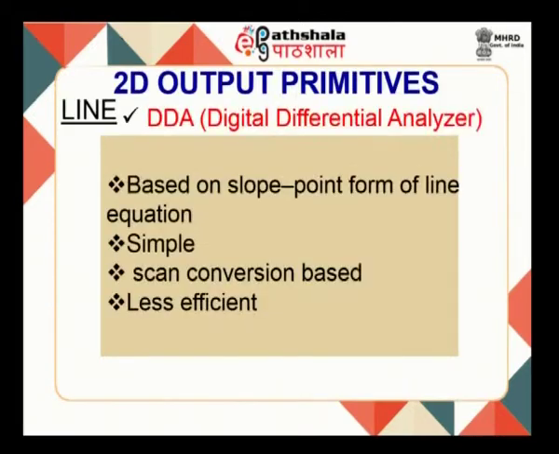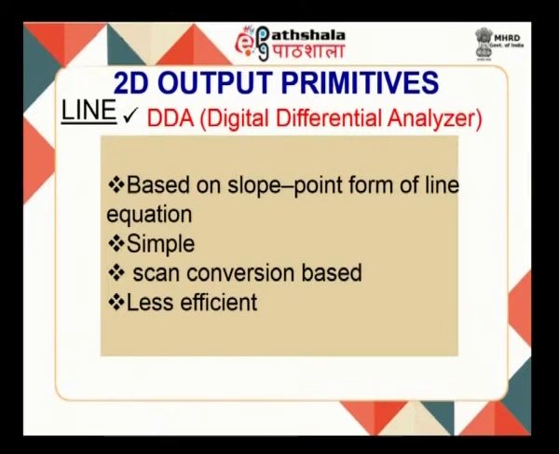The first line drawing procedure that we are going to talk about is the DDA line drawing procedure. This is based on the slope point form of the line equation. As you know, a line can be represented in slope intercept form, in slope point form, and also in parametric form. We assume here for the DDA procedure that the line is represented in slope point form. This algorithm is the simplest and most rudimentary procedure, and it is also a scan conversion based procedure.